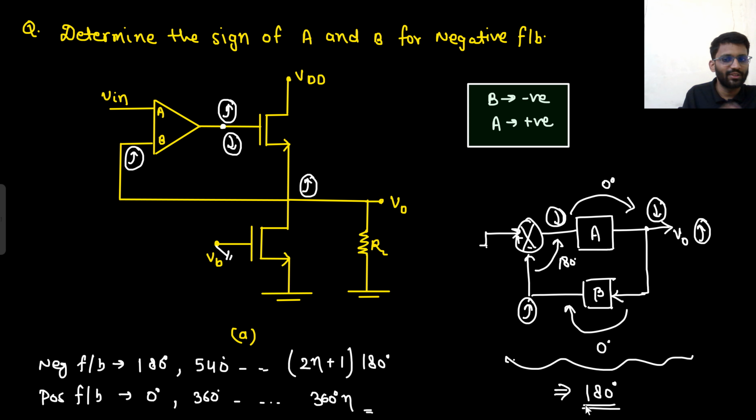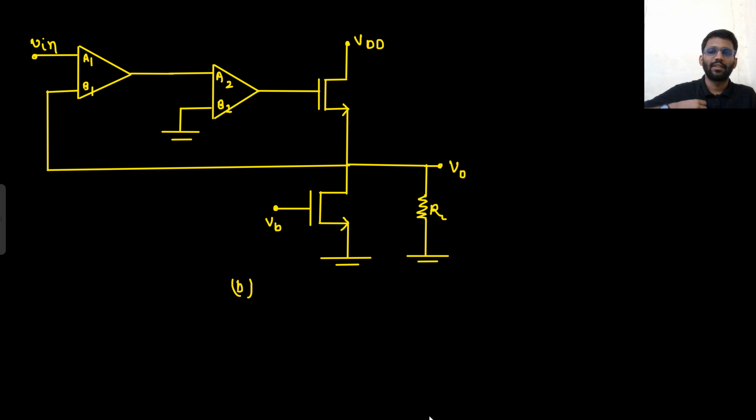Even if you have studied control systems, just one concept that I have made very clear, right? Well and good. So in negative feedback we always have 180 degree phase shift, and in positive feedback we have 0 degree, 360 degree or so on phase shifts. So this question we have answered. Now we will answer this one.